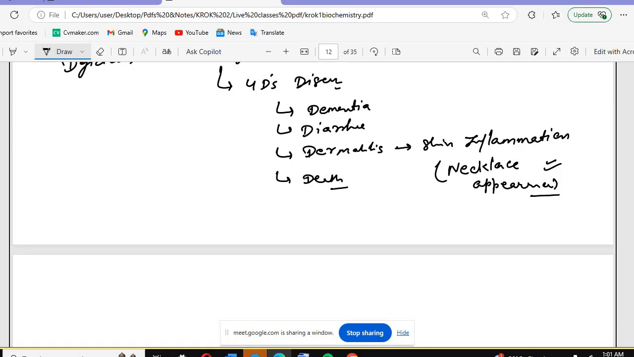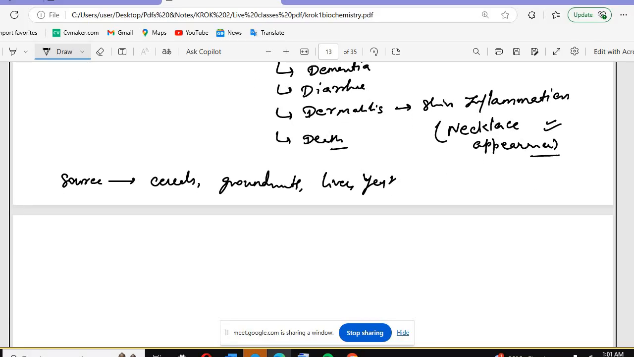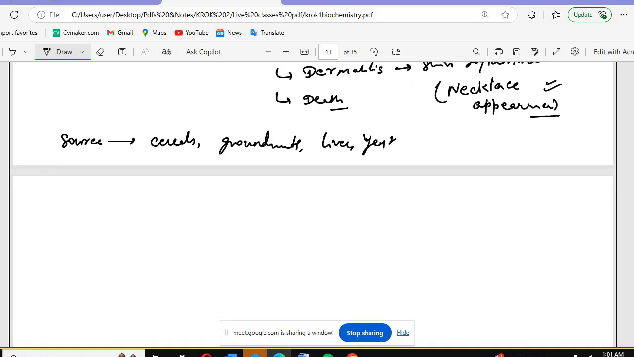And the source, remember the source of vitamin B3 will be cereals, groundnuts, liver, yeast. Okay, all these contain the vitamin B3.